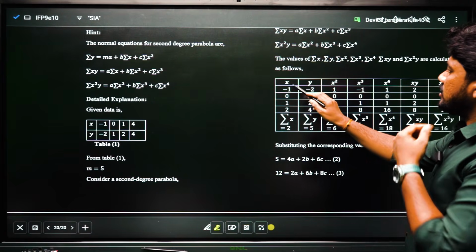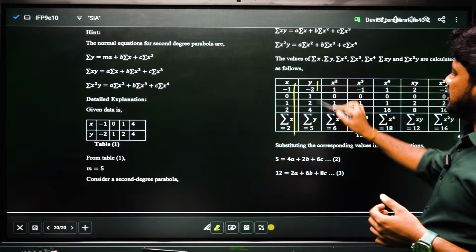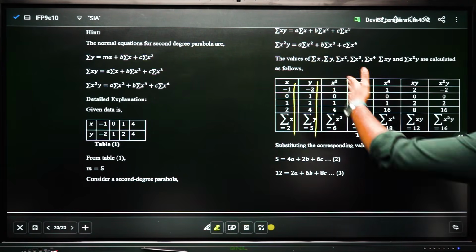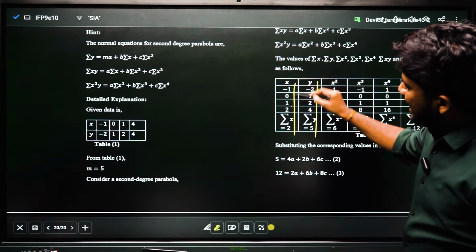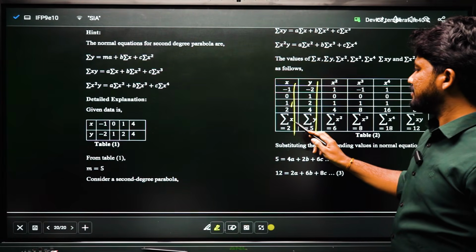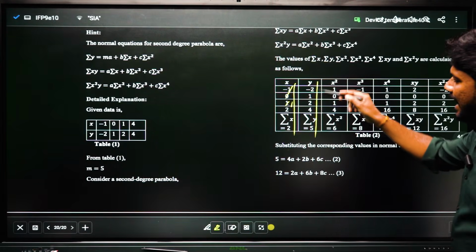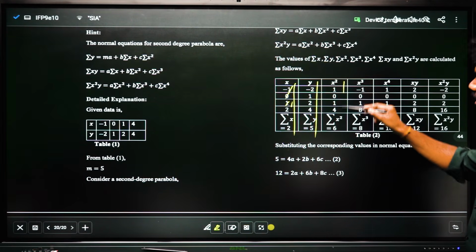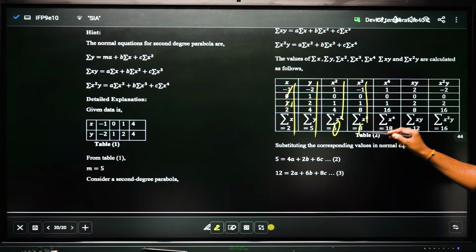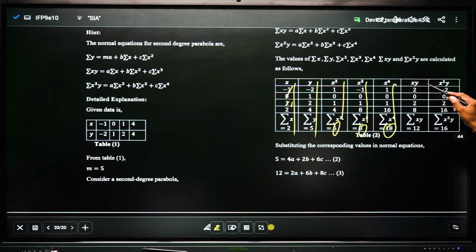Take the given table in the column format. This is the first column and this is the second column, x values, y values. Add all the x values. That gives you summation x is equal to 2. Plus 1, minus 1 gets cancelled, 2. Add all the y values, 5. Add all these values, 6. Add all these values, 8. Add all these values, 18, 12, 16. Like that you will get the values.